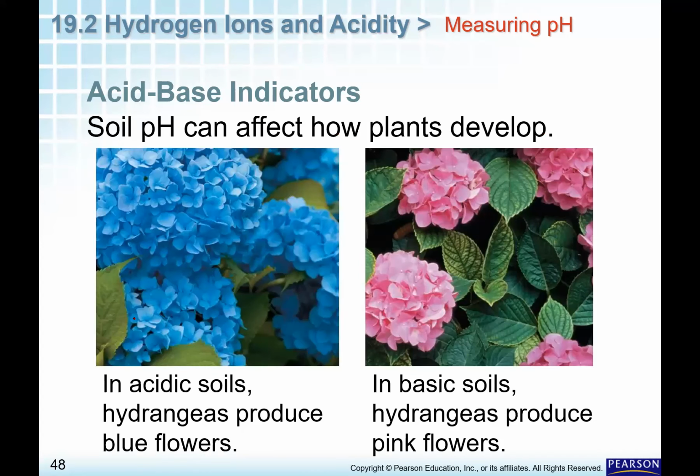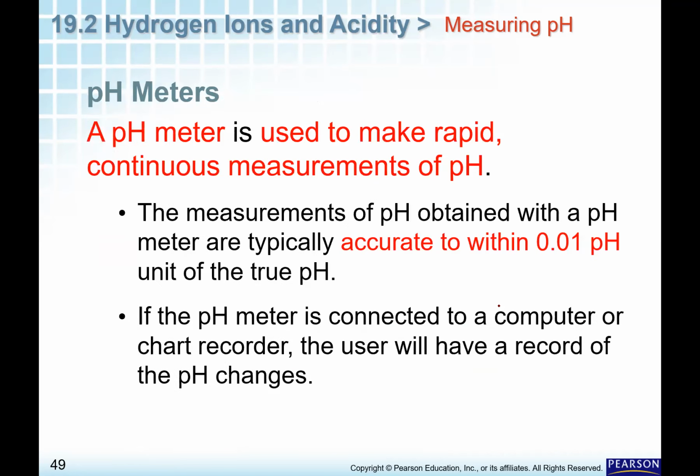One other natural indicator of pH: these two flowers are the same type, the same quality, but depending on the soil where they are planted, in acidic soil they are blue, and in basic soil they are red, or pale red. So depending on the soil, we can determine that.